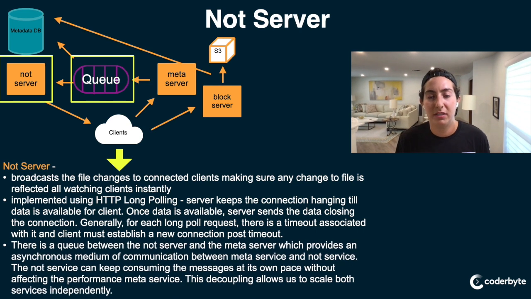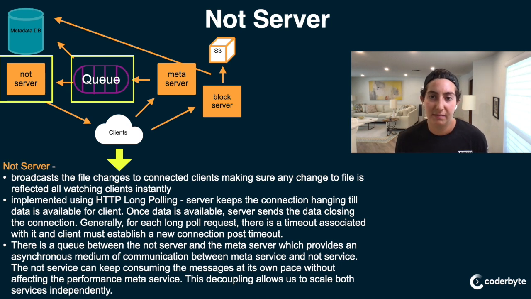And this is only able to be done because they moved this whole piece of the system to its own server. This server's only job is to talk to the clients. So remember those 1 million connections per minute? The notification server is entirely built with that in mind, being able to have that be reliable and scalable. So there's a queue between the notification server and the meta server, which provides an asynchronous medium of communication between the meta service and the notification service. So what does that mean?